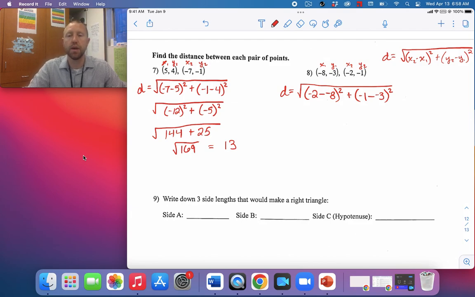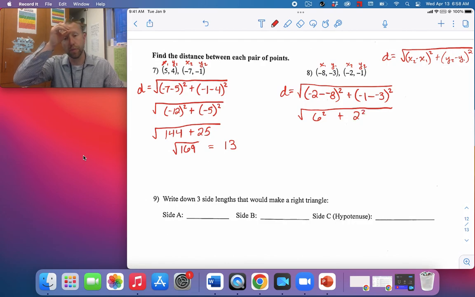Okay. Remember, subtracting a negative, same thing as adding a positive. So this is really negative 2 plus 8. Negative 2 plus 8 is 6. And then this is negative 1 minus negative 3. That's really negative 1 plus 3, and that's positive 2. And those numbers are being squared. Well, 6 squared we know is 36. 2 squared we know is 4.